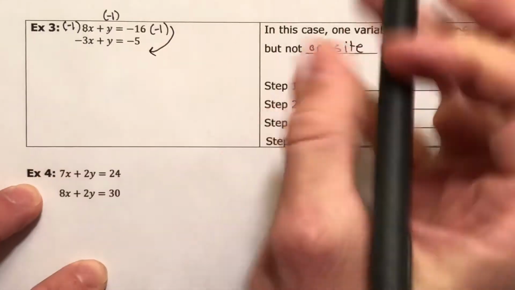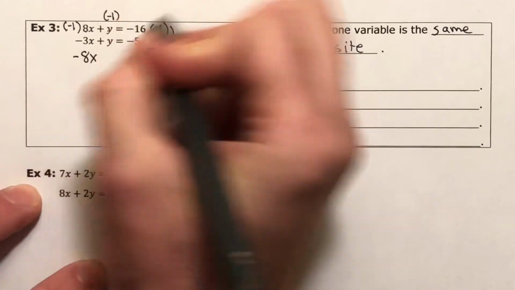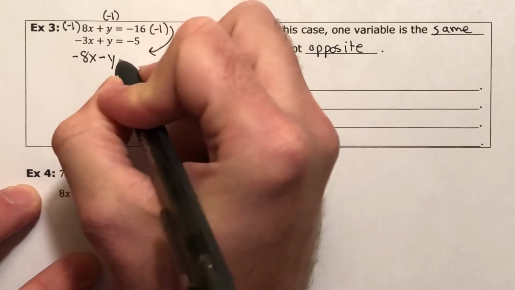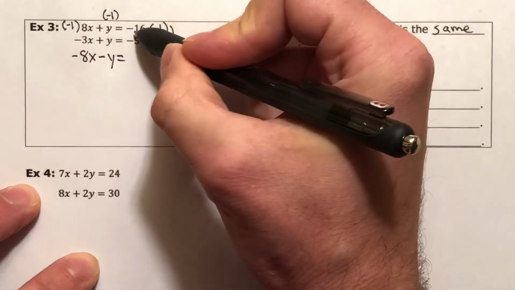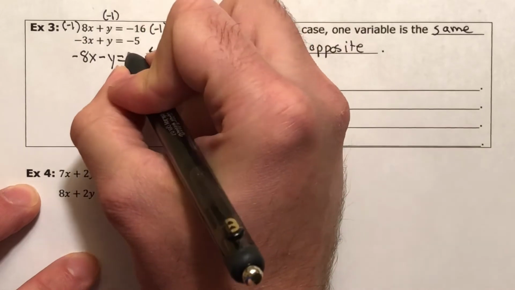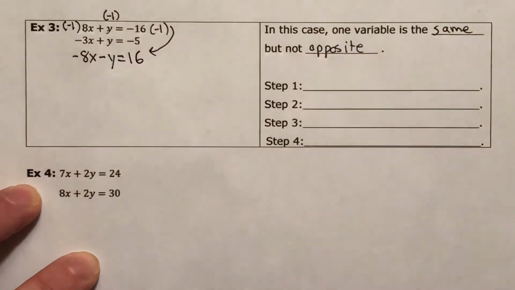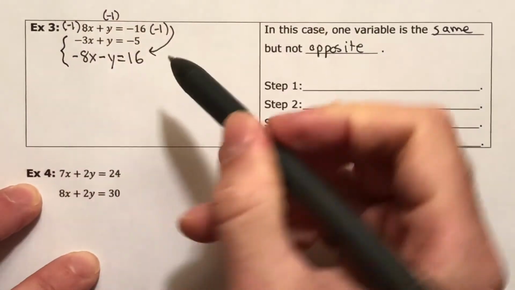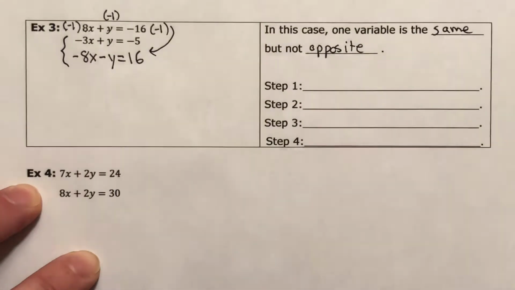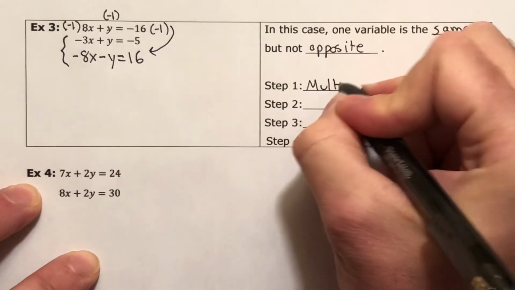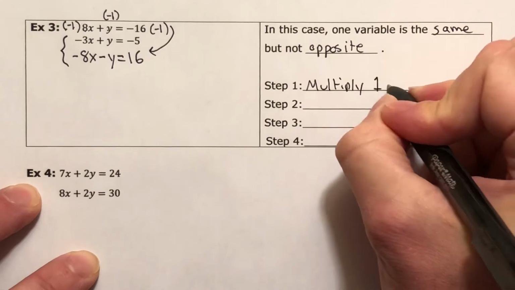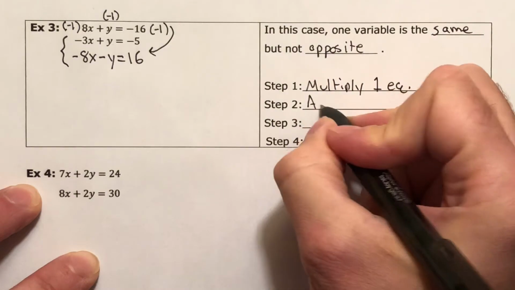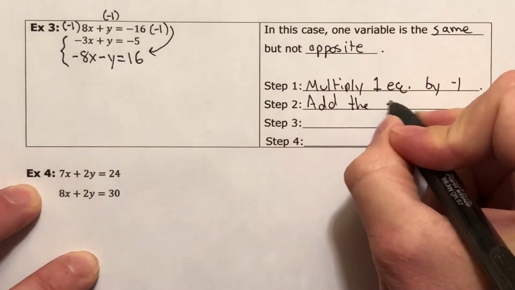So negative 1 times 8x, negative 8x. 1y times negative 1 is negative 1y, which we can just write minus y. And negative 16 times negative 1 is positive 16. All right, now that we multiplied, these two equations are the ones we're going to add together. So step 1 is multiply one equation by negative 1. And after you multiply, you're going to add the equations together.